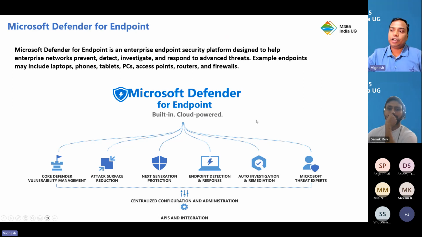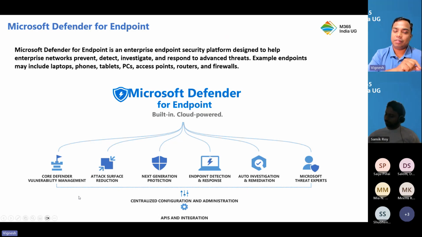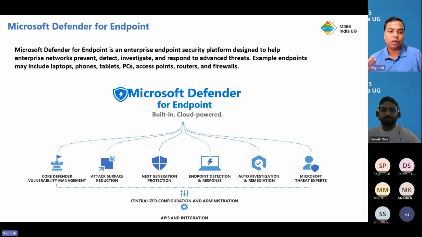And with Microsoft Defender for Endpoint, these are the core capabilities that you get. The first one is core Defender Vulnerability Management. This is something which you get with your Microsoft Defender for Endpoint Plan 2. As the name itself says, it's going to take care of all the vulnerabilities in the endpoints. When I say vulnerabilities, I'm talking about browser extensions, updates that are missing in your software, and device certificates. There is a lot that we can put under the realm of vulnerabilities in a PC.